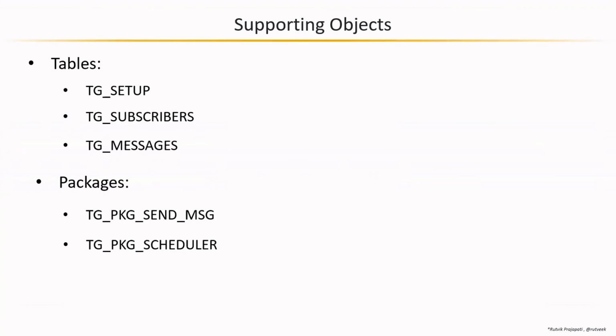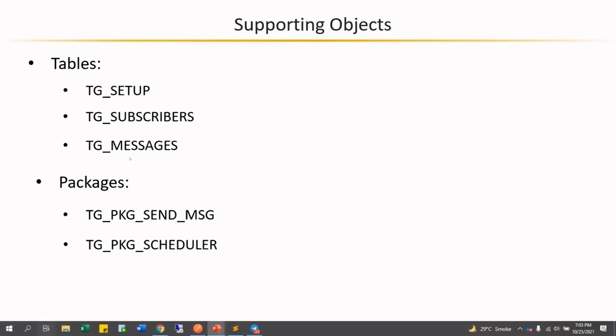And then I created two packages. The first one is the send message package. This package handles all the API calls for Telegram, basically two methods, send message and send photo. And then the second package is the TG scheduler package. I used this package to create the scheduler for these messages. So let me show you the demo.